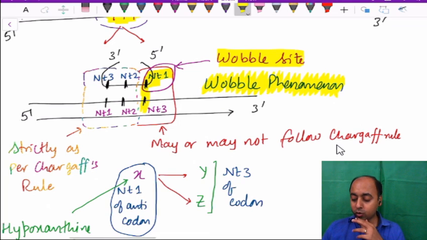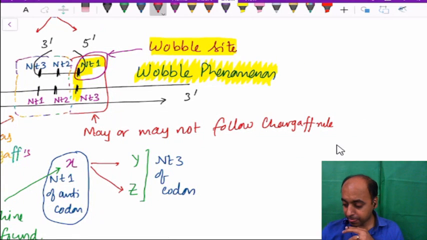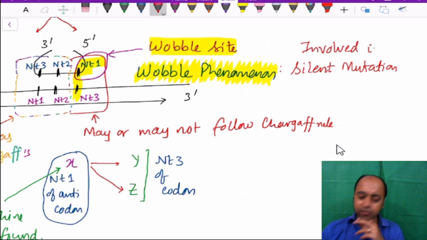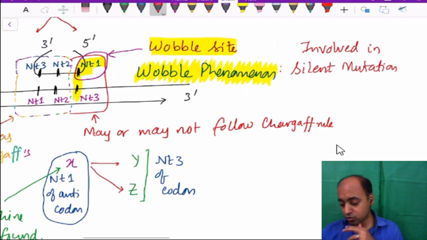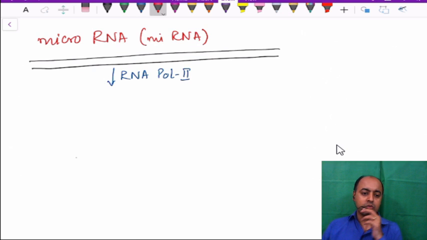The position nucleotide 1 of anticodon may sometimes contain hypoxanthine. If adenine is there, it may be modified to hypoxanthine. And the benefit of having hypoxanthine is it has more flexibility than the other nucleotides. It is able to pair up with three different nucleotides. So there is further increase in flexibility or the wobbling that can occur when we include the hypoxanthine. The wobble phenomena is very frequently involved in silent mutation. We'll see this when we are doing the mutations later. It is very frequently involved in silent mutation. I hope that solves your query, and we are coming back to the microRNA.